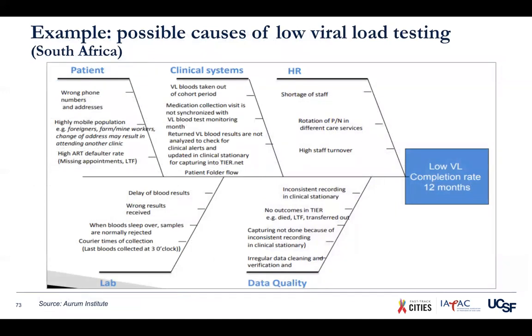The cause and effect diagram, also known as an Ishikawa diagram or a fishbone, as you can see, is very, very commonly used in quality improvement work. Now, as you can see, the box on the far right, or the head of the fish, contains a statement of the problem being addressed. And in this example, it's the low viral load completion rate.